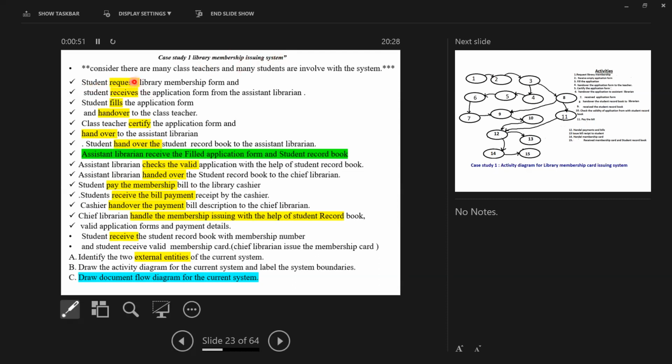Student requests library membership form. Normally this is like a paragraph, and I just cut it into points. Then request is the verb. Student requests the library membership form, and the student receives the application form from the assistant librarian. So the form is given by the assistant librarian. Then the student fills in the application form. Okay, up to this point, we'll stay with the diagram.